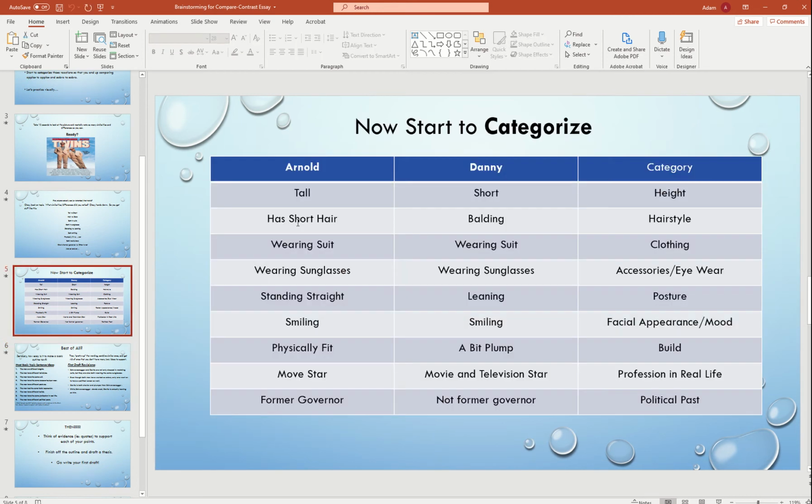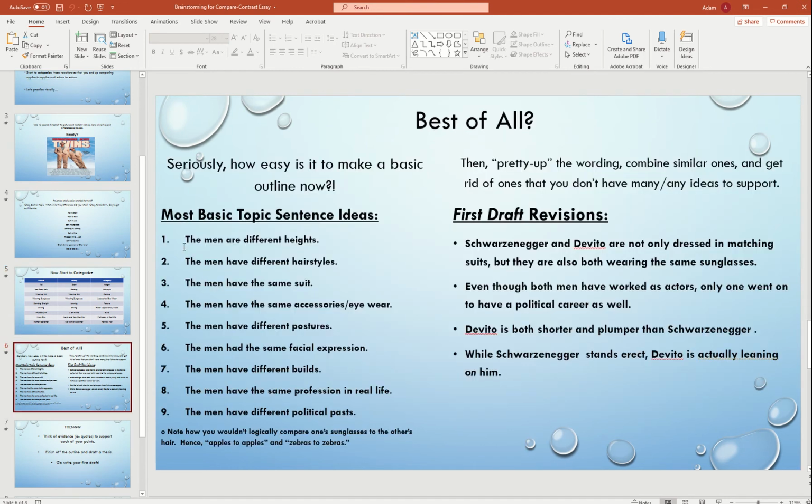So I go from brainstorming ideas of how two things are similar or different to turning those into simple statements, and then I make those statements a little nicer if I want. But this is what an outline is. It says, look how easy it is to make a basic outline. These would be the topic sentences for the outlines. Topic sentences are huge. Topic sentences tell me exactly what each paragraph is going to be about.